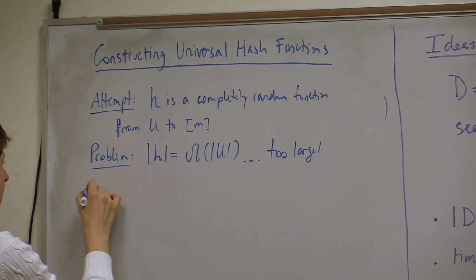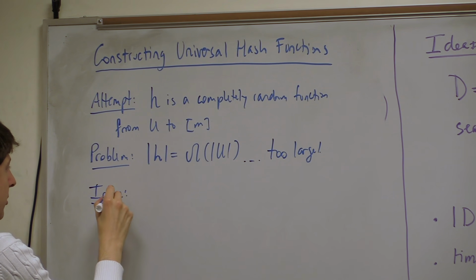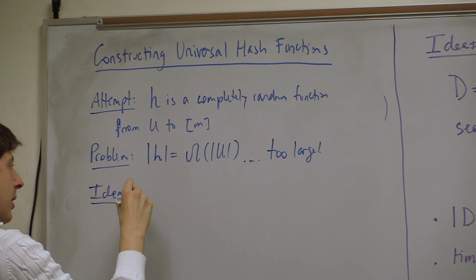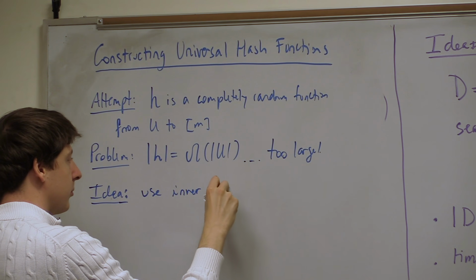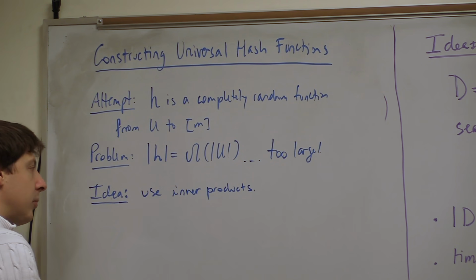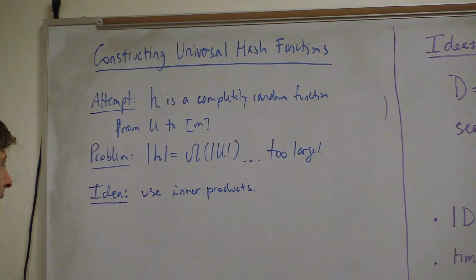And the idea is to basically use inner products. Inner products have an important role they play in the area of so-called pseudo-randomness. This notion of universal hash functions is one of the basic notions in the field of pseudo-randomness. And inner products have many nice properties. Being universal hash functions is one of them. So let me make this concrete.